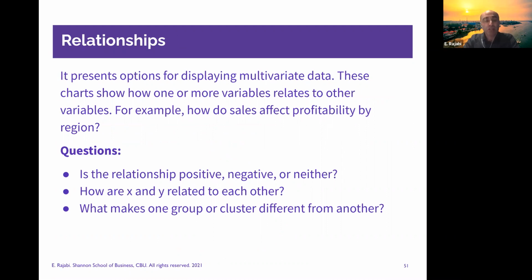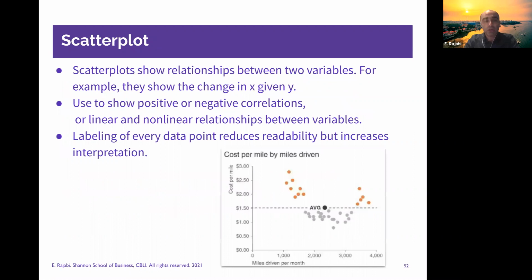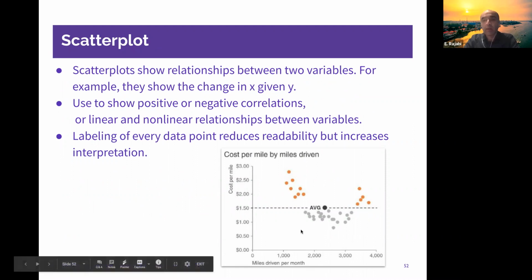And we want to answer some question like how column X is related to column Y, or is there any relationship positively or negatively between the fields, or what makes one group or cluster different from another. We can use this kind of graphs. A scatter plot for sure is in the top regarding visualizing the relationship between two variables. Used to show positive or negative correlation between the variables.